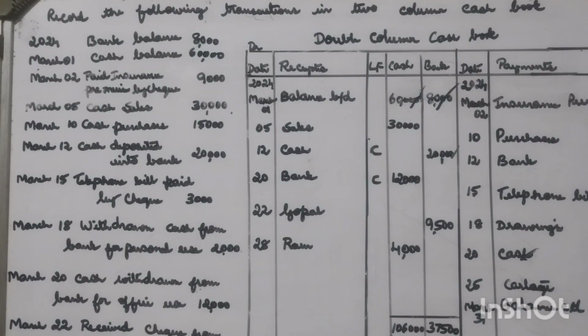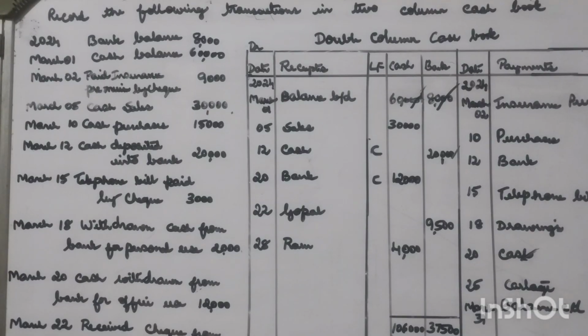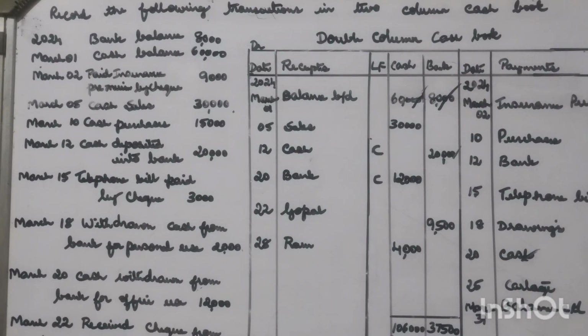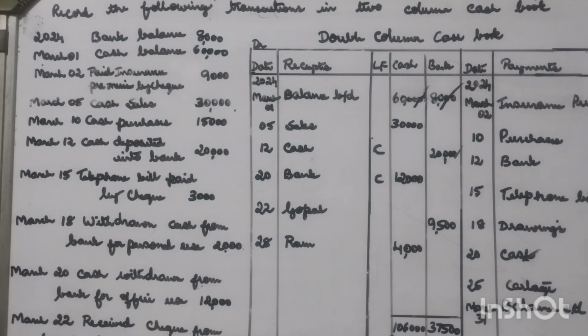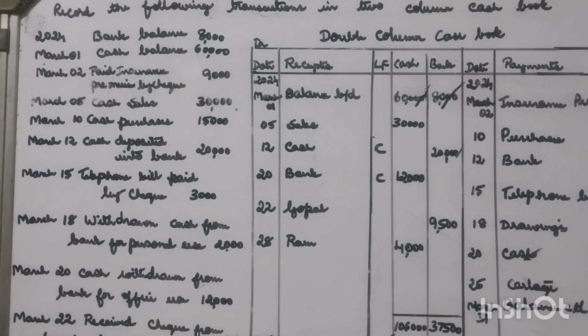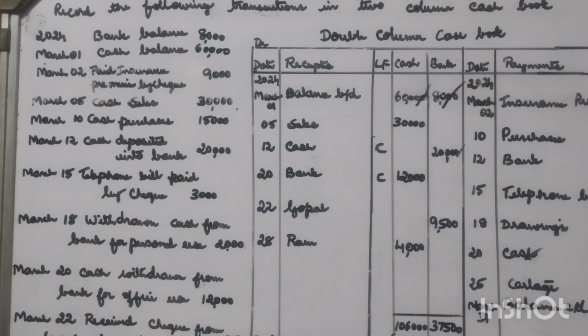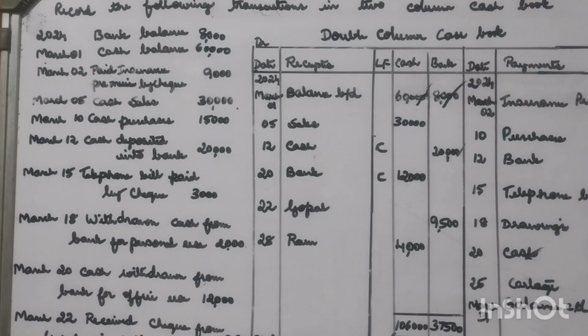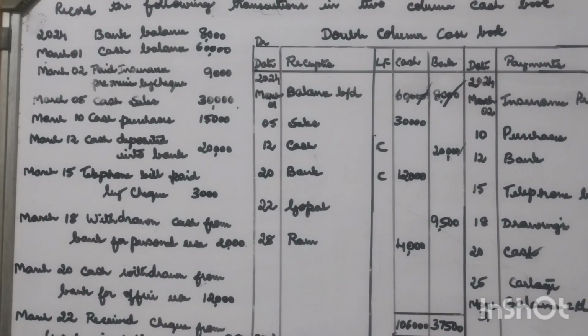Today let's understand preparation of double column cash book. Double column cash book, also called as two column cash book. The format of double column cash book will be date, receipt, ledger folio, cash, bank on the debit side, again on the credit side, date, payments, ledger folio, cash, bank. So this is the format of double column cash book.